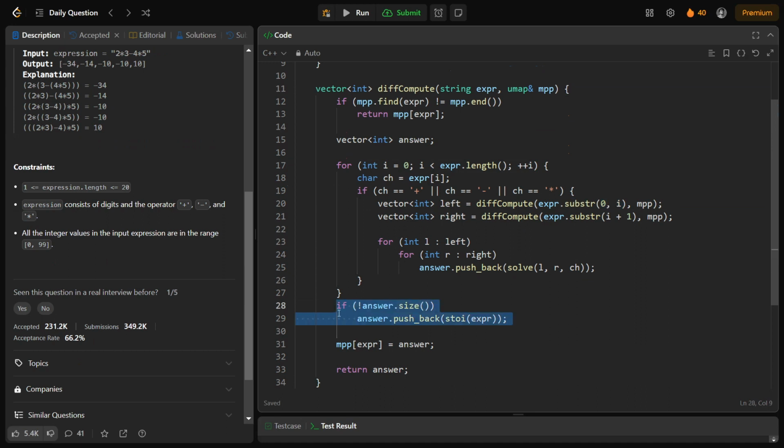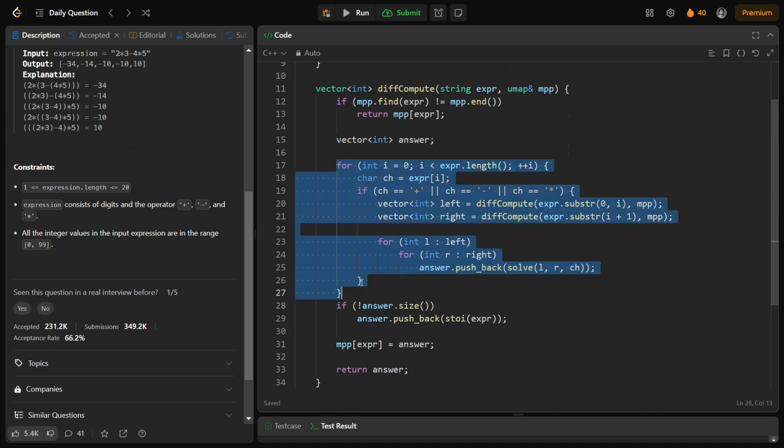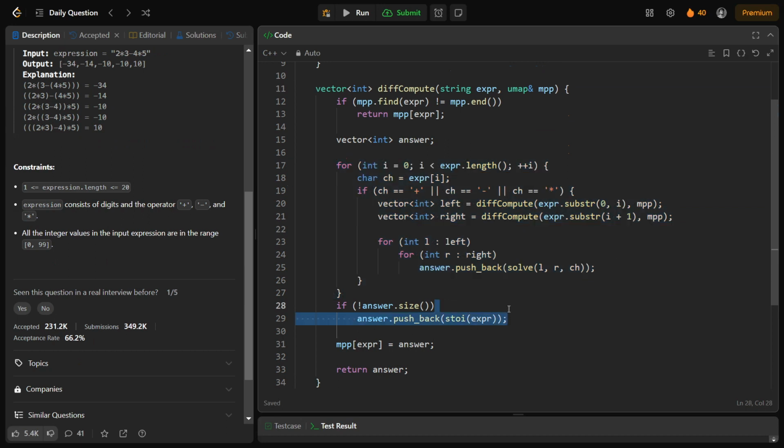Now, if answer dot size is 0, that means the answer list that we defined here is empty, so in the expression we did not find a plus, minus, or a star. So that expression is in itself a single number. That is why the base case is just to add that single number. So now I store that into the map and I return.